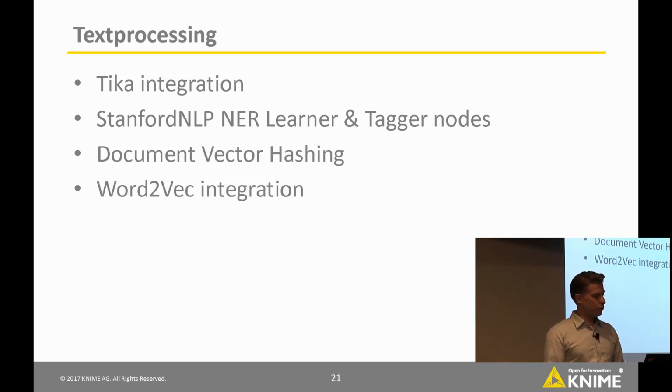Second, I'm going to show you the new Stanford NLP named entity recognizer model, the learner and the tagger nodes. And then we have two new features for creating document vectors: the document vector hashing node and the word-to-vec integration. The word-to-vec integration is a very powerful way of representing documents in a numerical feature space.